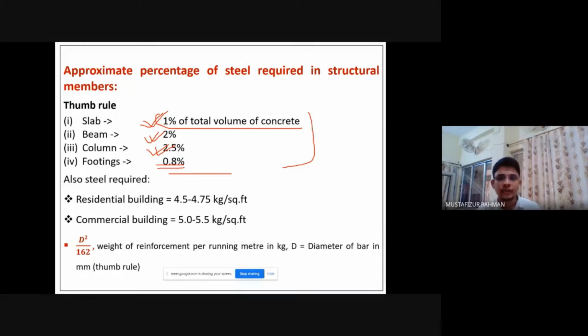What is the total reinforcement required? And then that is to be multiplied by the rate, and we shall get the ultimate cost of the reinforcements in our structure.